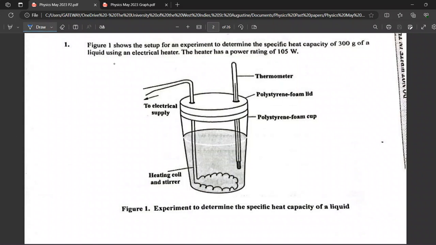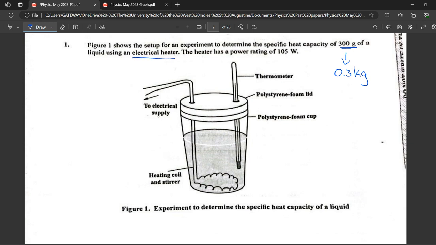Right, so question one. Figure one shows the setup for an experiment to determine the specific heat capacity of 300 gram of a liquid. So that's the mass of the liquid, 300 gram. So right away, if you convert that to kilogram, you divide that by 1,000, you get 0.3 kilogram, right? Let's say using an electrical heater.